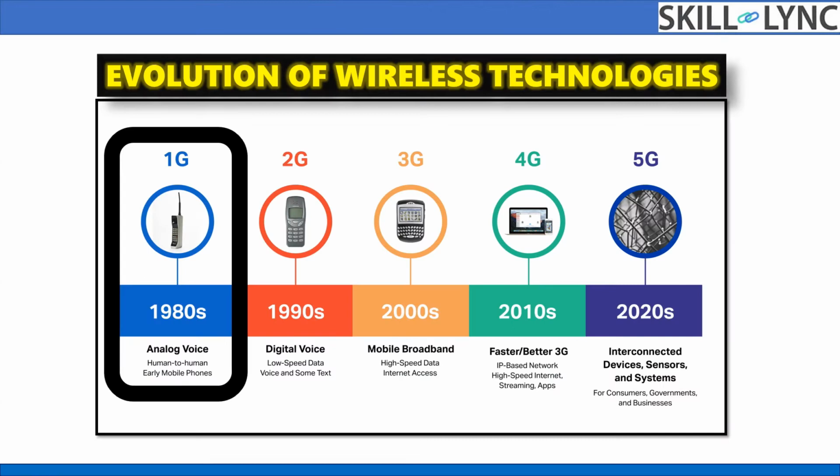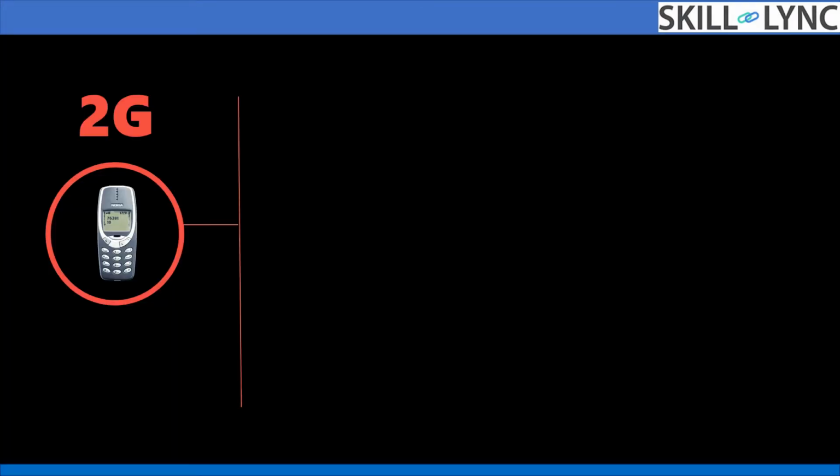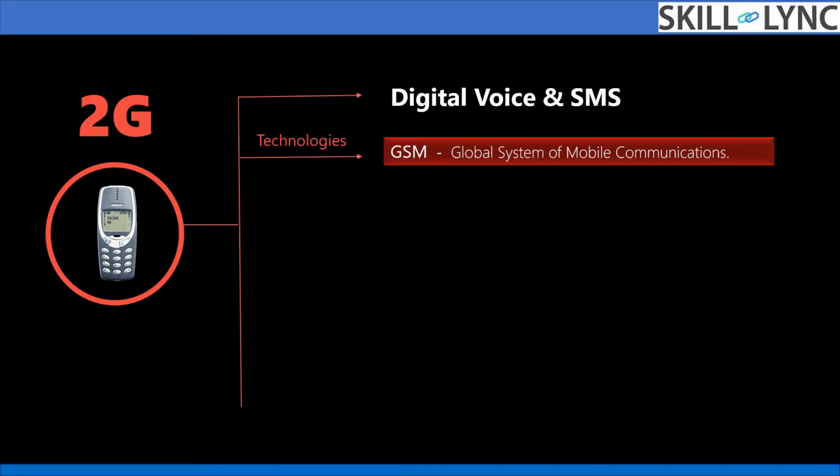Then comes the second generation, the 2G. 2G was a revolution in the telecommunication sector. 2G introduced digital voice and SMS. With digitalization, the quality of voice was greatly improved. 2G was first introduced in 1991 in Finland with the technology standard GSM, Global System for Mobile Communications.